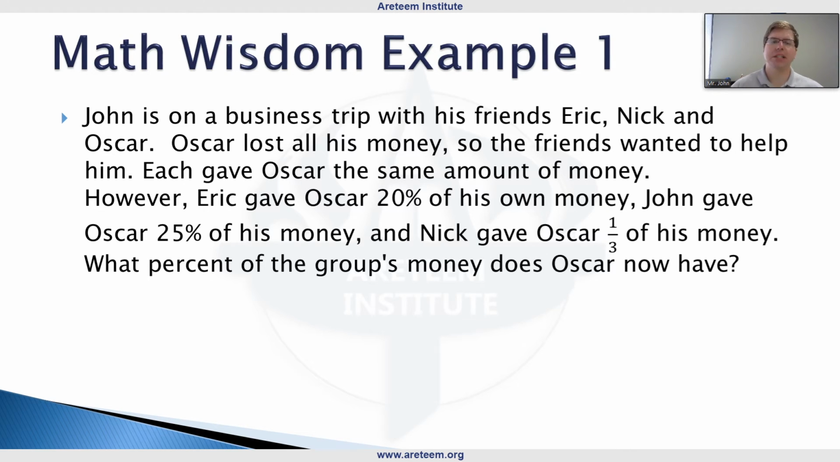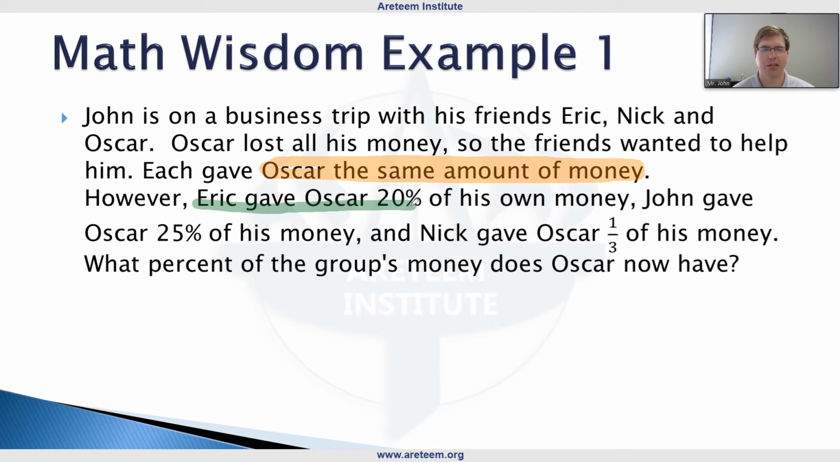So John is on a business trip with his friends Eric, Nick, and Oscar. Oscar lost all of his money, and so the friends help him out. Each gave Oscar the same amount of money, so we want to portion everything out here. Every one of the friends helped out Oscar with the same amount of money. Now, that doesn't mean they each had the same amount of money to start with.